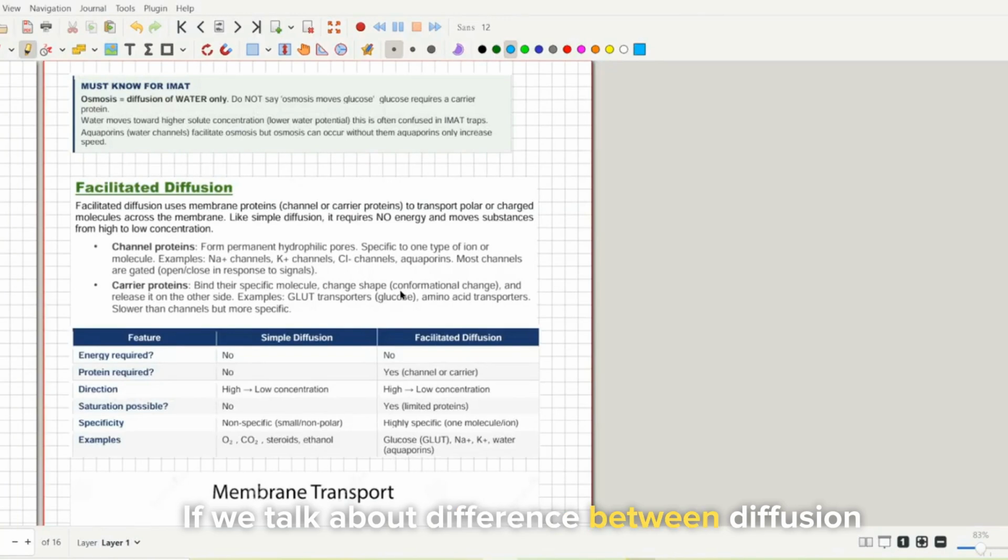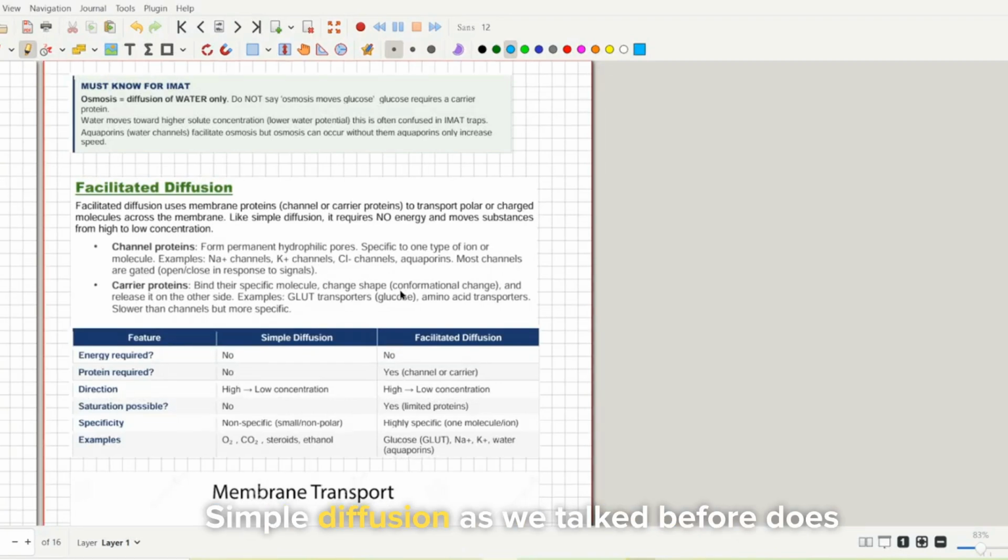If we talk about the difference between simple diffusion and facilitated diffusion, starting with what it requires: simple diffusion, as we talked before, does not require any proteins. The molecules can pass simply through the lipid bilayer. Facilitated diffusion does require proteins. Which proteins? They are intrinsic proteins: channel proteins and carrier proteins. What about the direction? They both have the same direction. Both of them move from high to low concentration. Is saturation possible? For simple diffusion, no, because molecules can pass through any place in the whole membrane, while facilitated diffusion can be saturated because there are limited channel proteins and limited carrier proteins.